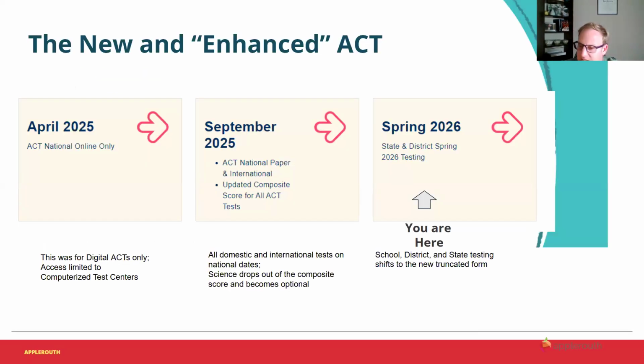So the rollout started about a year ago. The digital ACT in April of 2025 premiered the new version. Then in September of last year is when my students started to take the new ACT for the most part, if they were domestic, not international. But now all of the ACTs are the new version, so there's no old version versus enhanced version. It's just the ACT as it is. If you are taking an ACT in February, April, June, or July this year, you'll be taking the version we're talking about today.